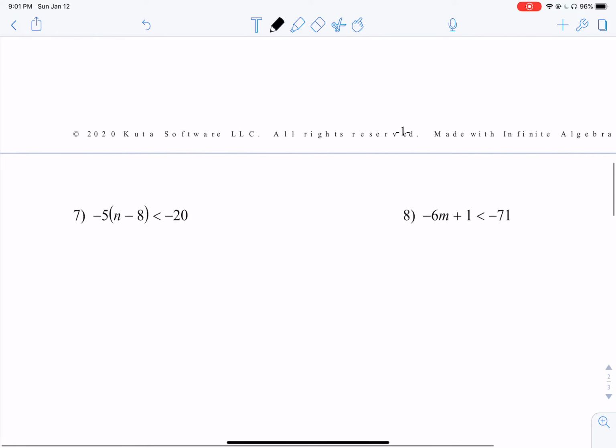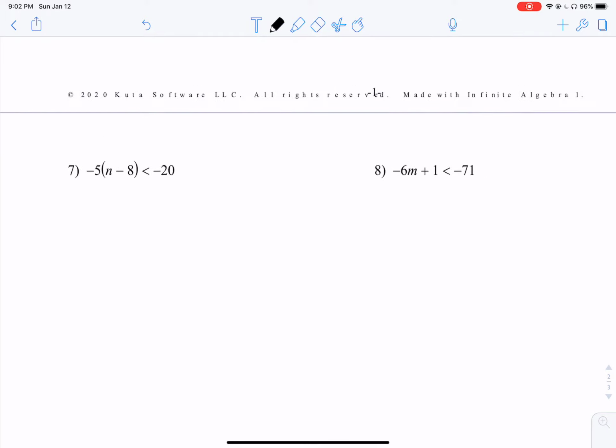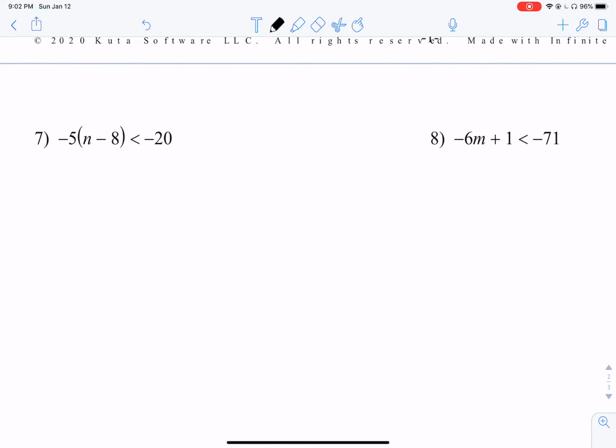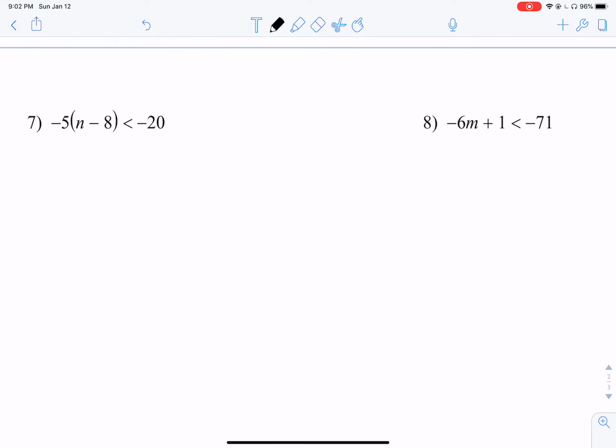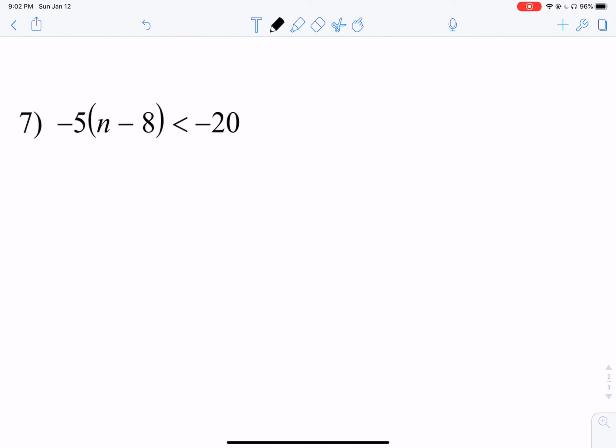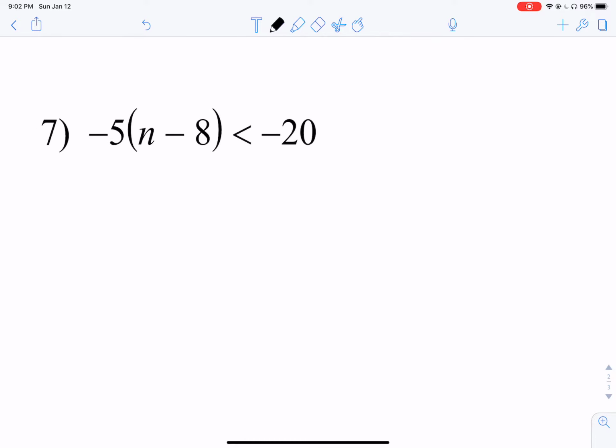All right, let's go to the back page. Here, we're still doing the same things, but I'm not providing any more graphs for you, so you're going to draw the graphs yourselves. For this one, we begin with two options. We could either divide by negative 5 or distribute it. I'm going to decide to distribute first. So I'm going to distribute this, and we're going to get negative 5n plus 40 is greater than negative 20.